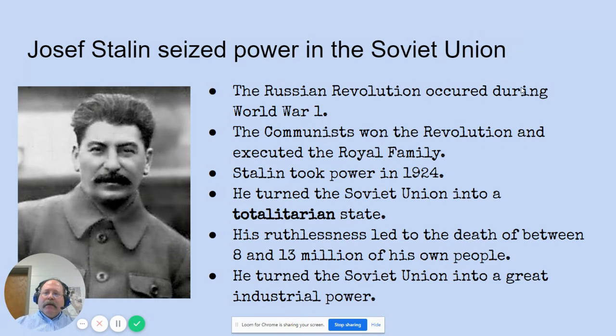Meanwhile, in the Soviet Union in 1924, Stalin took power after the Russian Revolution that happened in 1917. So in the revolution, the king and queen were executed, and the Soviets, or what was called the Bolshevik Party, took over, and what they wanted was a state based on workers where everybody would pretty much be equal. That's kind of the premise for communism. Stalin ended up being a really bad guy.